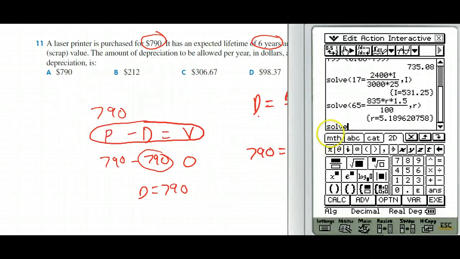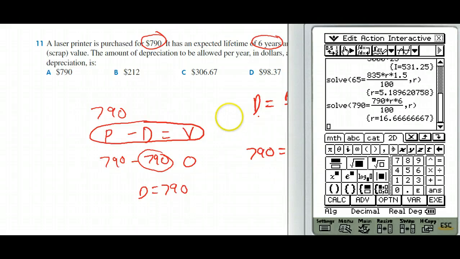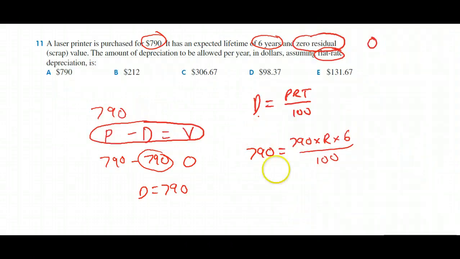So let's solve for 790 equals 790 times R times 1 times 6, and put it all over 100. We want to know R. We get R is 16.67%.